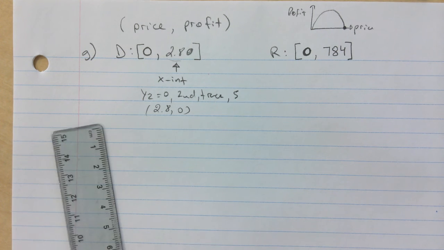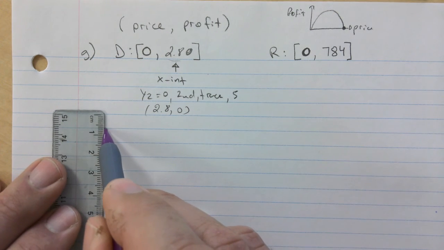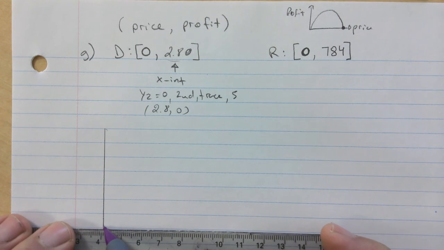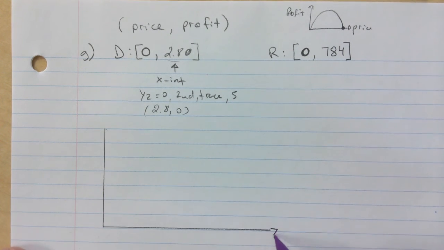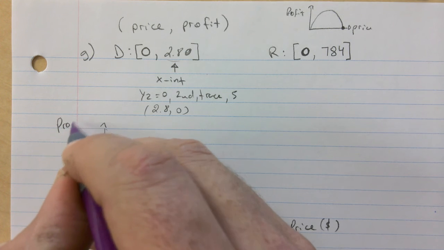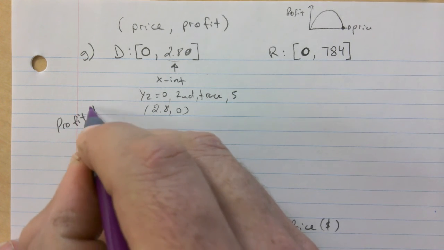And we're going to try to make our nicest graph possible. You should practice making nice graphs. So this is price in dollars, profit in dollars.